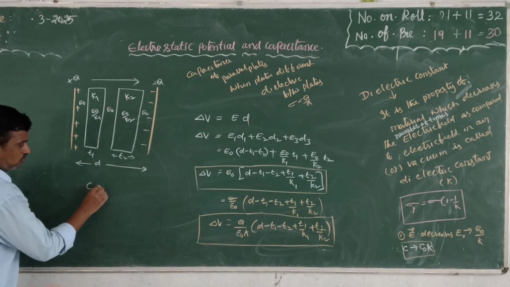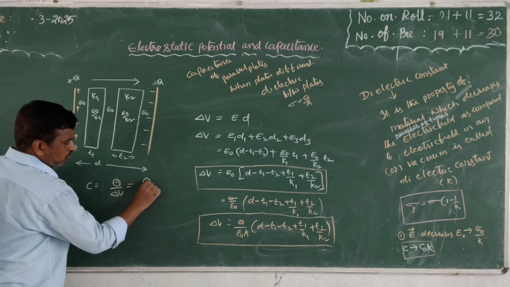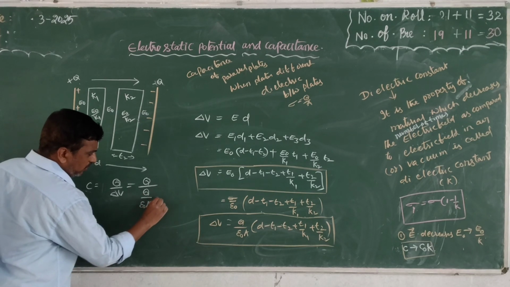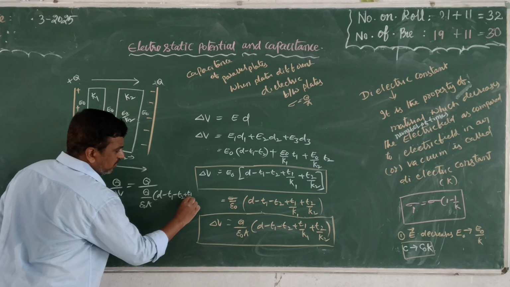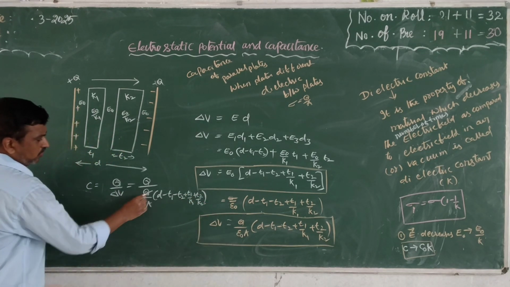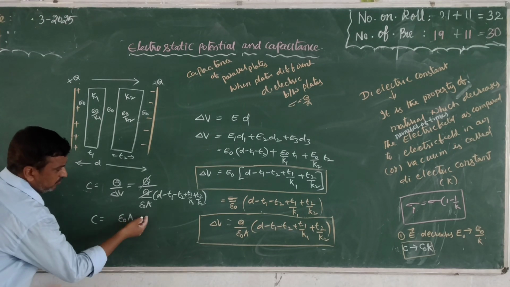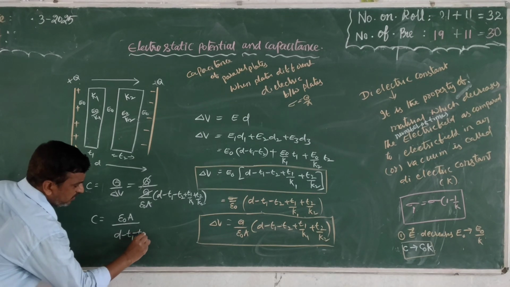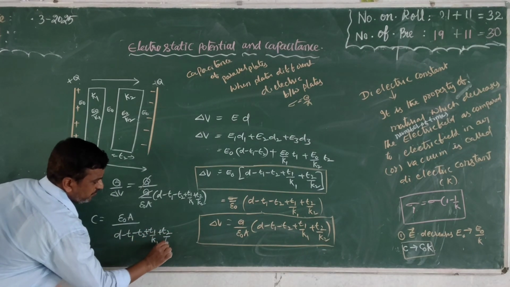We want capacitance. So capacitance equals Q by delta V. Q is the same. Delta V means Q by epsilon naught A into d minus t1 minus t2 plus t1 by k1 plus t2 by k2. So Q cancels. What do we get for capacitance? Epsilon naught A in the numerator, divided by d minus t1 minus t2 plus t1 by k1 plus t2 by k2.